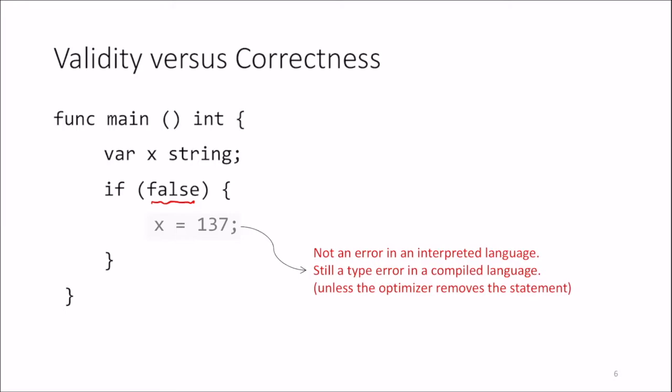So it's not an error in an interpreted language. It can be a type error in a compiled language unless you have an optimizer that just removes that statement. If you do that before you check for errors, then you won't get an error. However, if you're checking for type errors before you do optimization, you might raise a semantic error, even though the optimizer is going to remove the statement. So this is like a corner case. We are not going to consider it in the rest of the lecture, but it's good to keep in mind that this could happen.